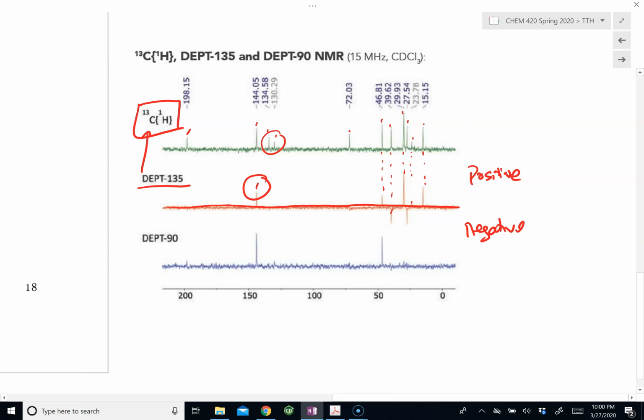The signals that show up on the positive side will have an odd number of hydrogens in them. So basically an odd number of hydrogens. Versus this carbon right here shows up on the negative side, meaning it has an even number of hydrogens on it. And furthermore, we can see that this carbon right here has an odd number of hydrogens.